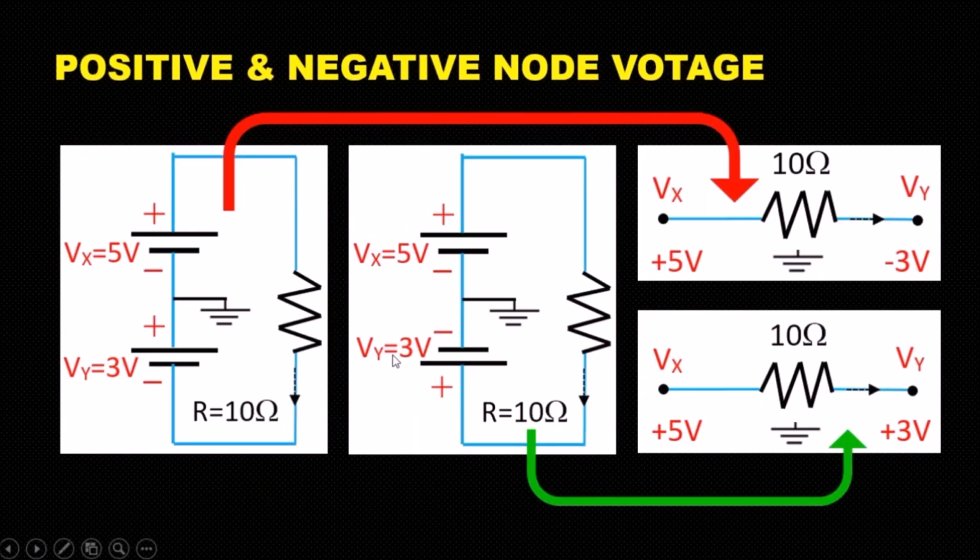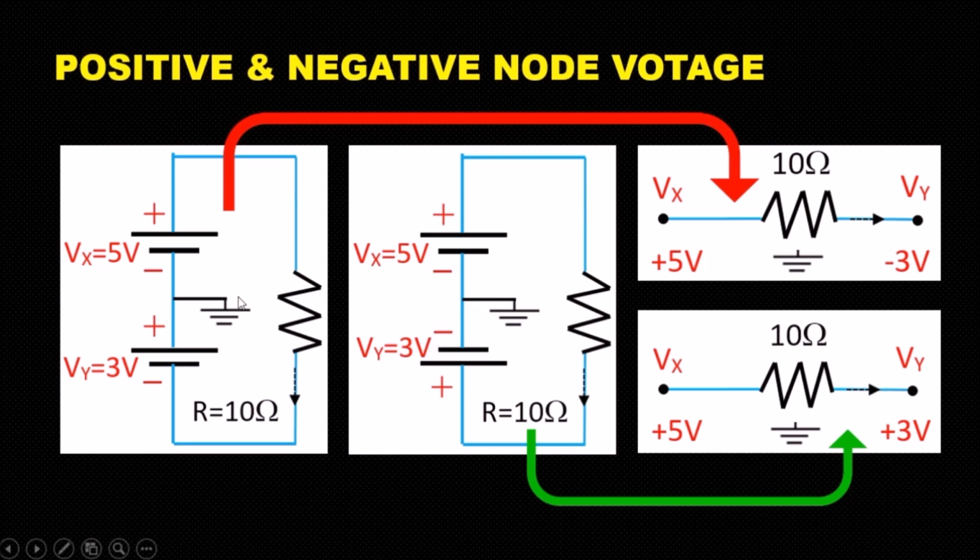Alright? Let us see the concept of positive and negative node voltage. Remember, node voltages are measured with respect to ground, or the reference point, or the common point of the circuit. As you see in the first circuit, the common point is connected in between the negative and positive terminals. Whereas in the second circuit, the common point is connected at the negative terminal of the battery.